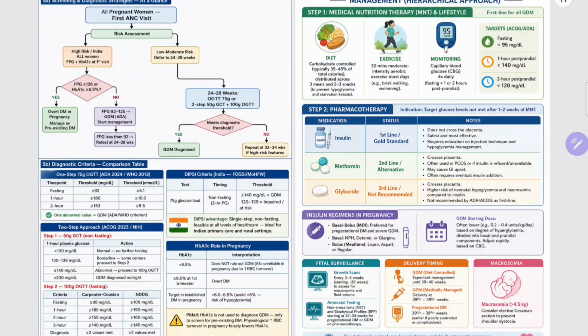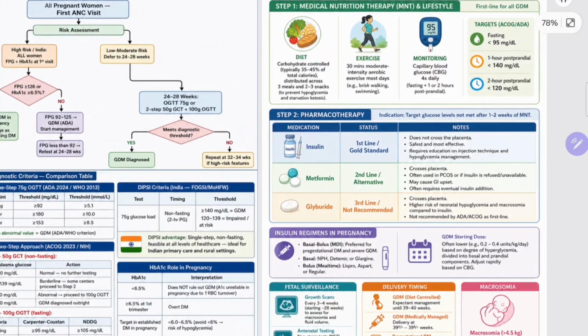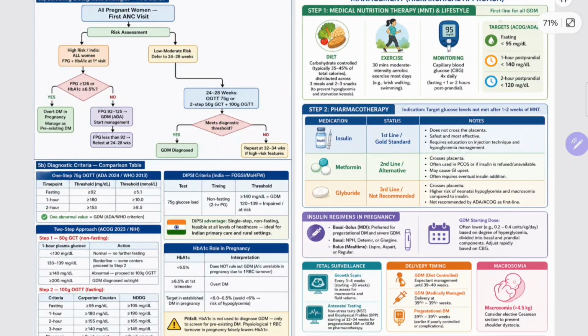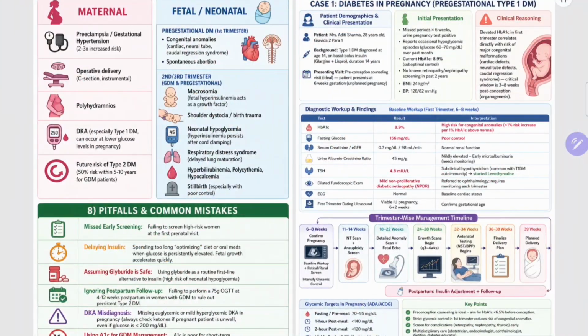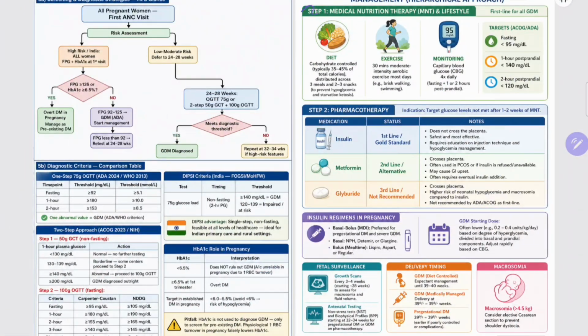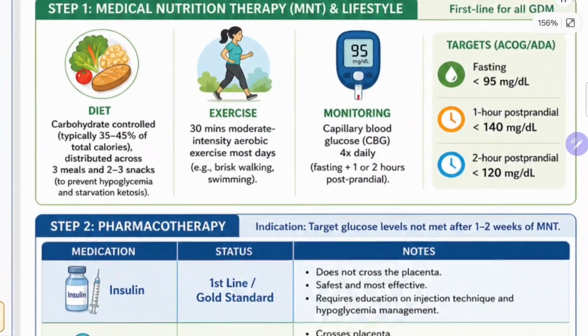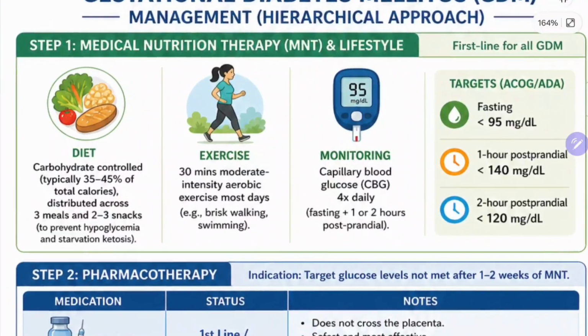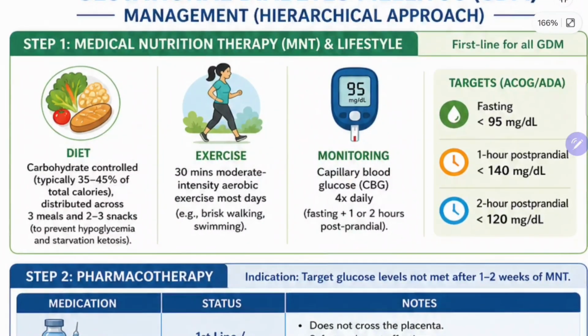Now, what is the management of gestational diabetes mellitus? You can divide the management into step 1, medical nutrition therapy, and step 2, pharmacotherapy. These two things: one is medical nutrition therapy and the second is pharmacotherapy. Coming first to medical nutrition therapy and lifestyle, which is first line for all GDM.